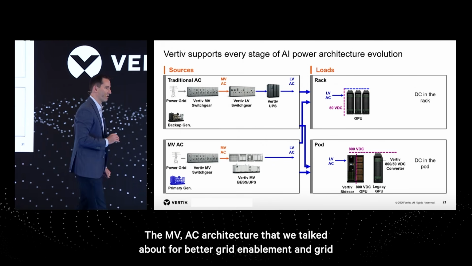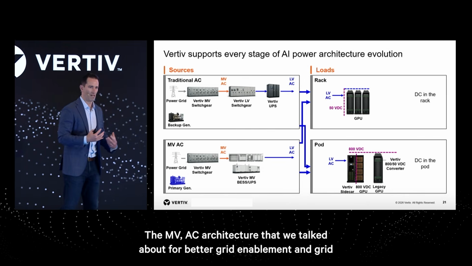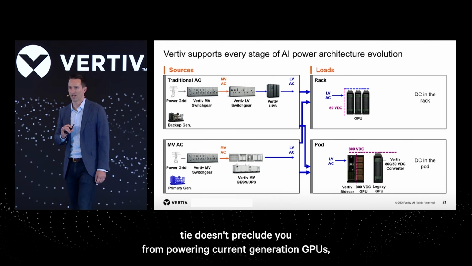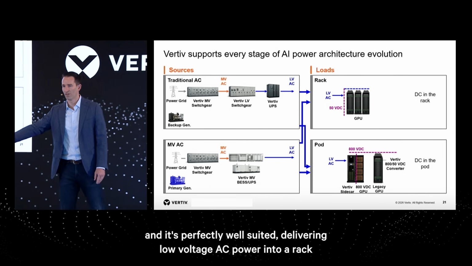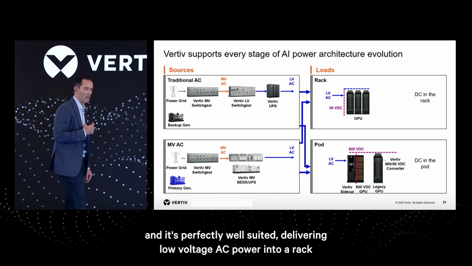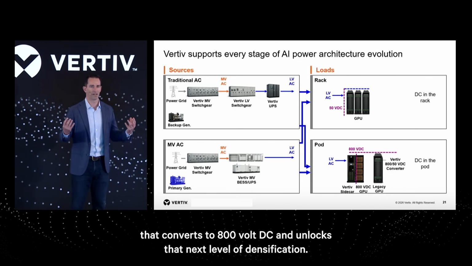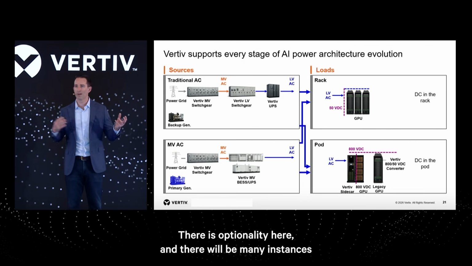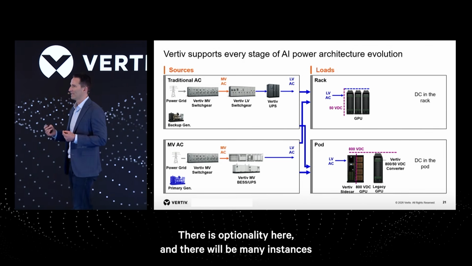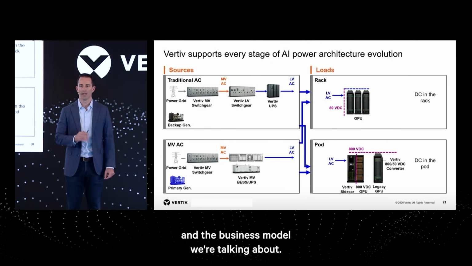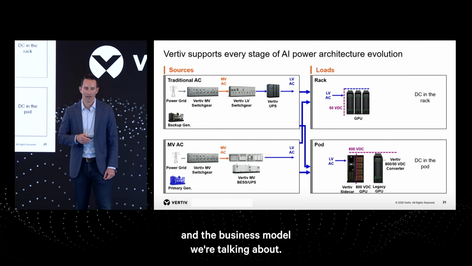The MVAC architecture that we talked about for better grid enablement and grid tie doesn't preclude you from powering current generation GPUs, and it's perfectly well suited delivering low voltage AC power into a rack that converts to 800 volt DC and unlocks that next level of densification. There is optionality here, and there will be many instances and many flavors of this depending on the customer type and the business model we're talking about.